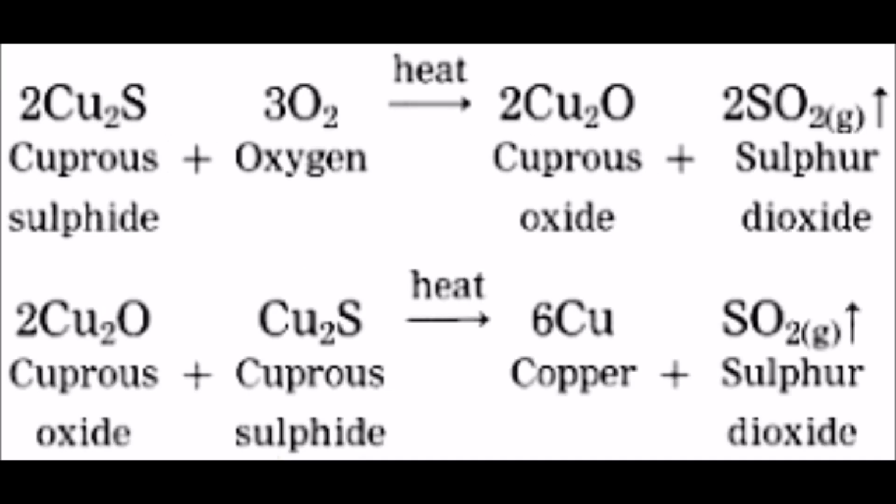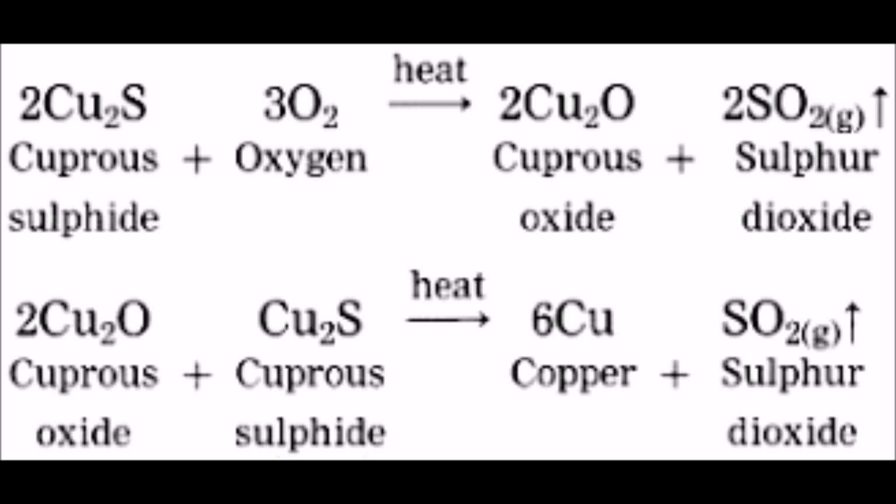Similarly, copper, which is found as cuprous sulfide, also called copper glance, in nature, can be obtained from its ore by just heating in air. Cuprous sulfide reacts with oxygen and gives cuprous oxide and sulfur dioxide, whereas the same cuprous oxide again reacts with cuprous sulfide and gives you copper plus sulfur dioxide.